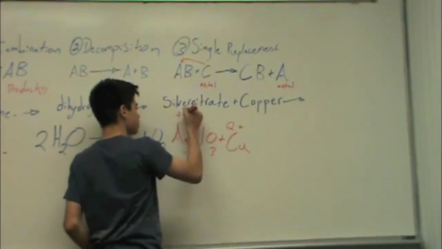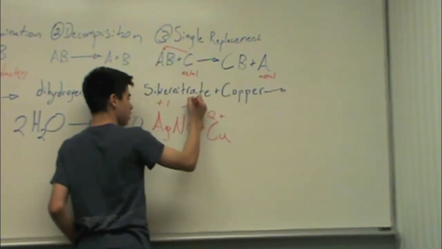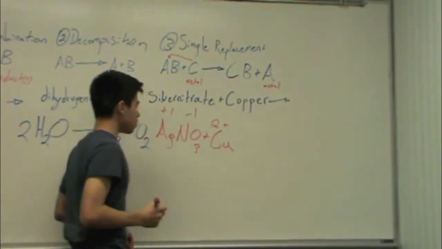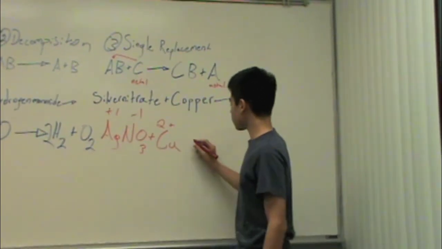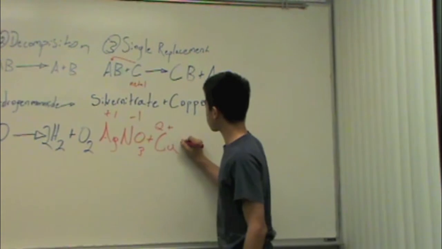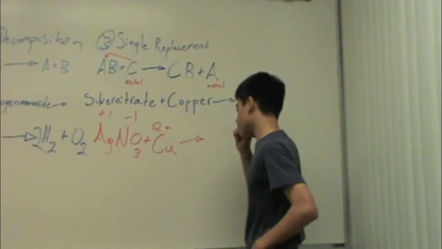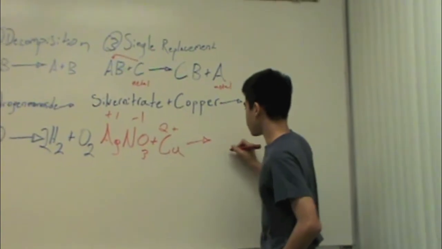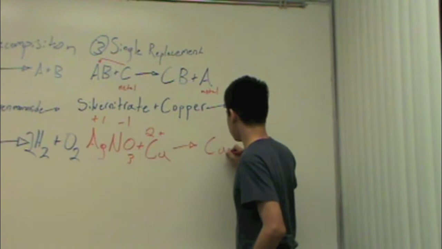And silver is +1, and our polyatomic ion nitrate is -1. So copper is a more reactive metal than silver, so copper is going to displace or replace silver from silver nitrate to give us copper nitrate.